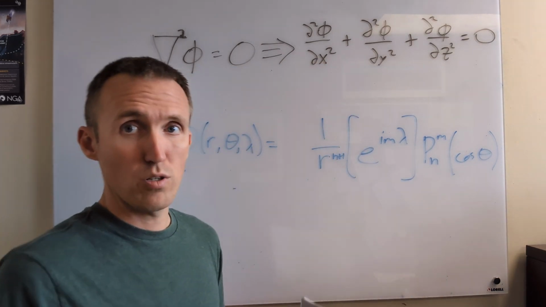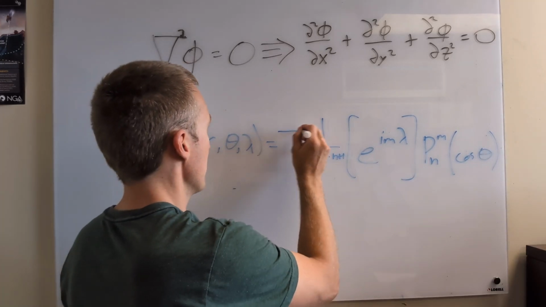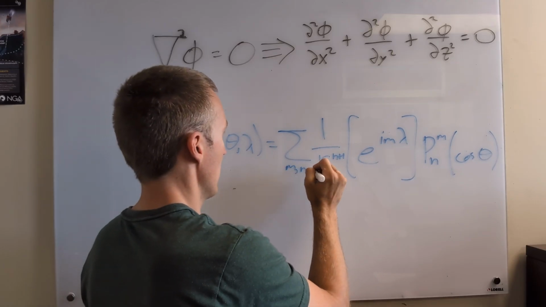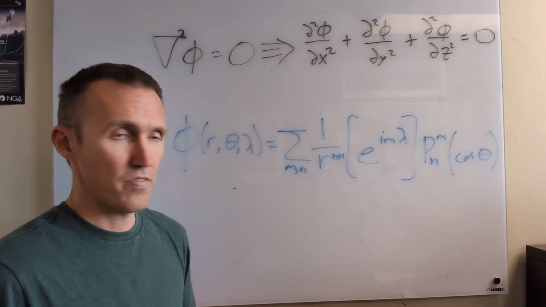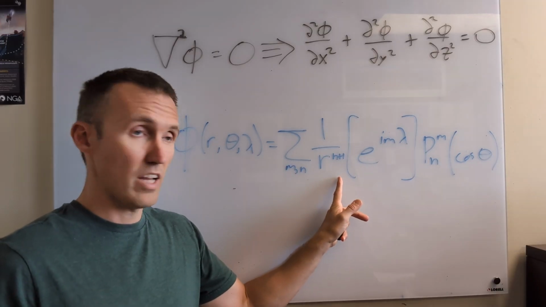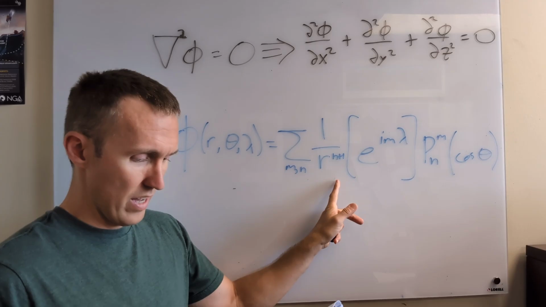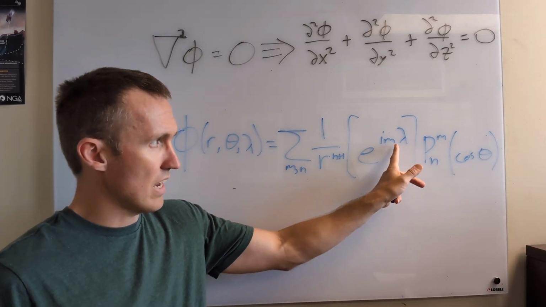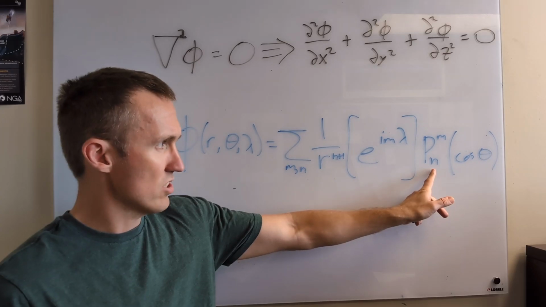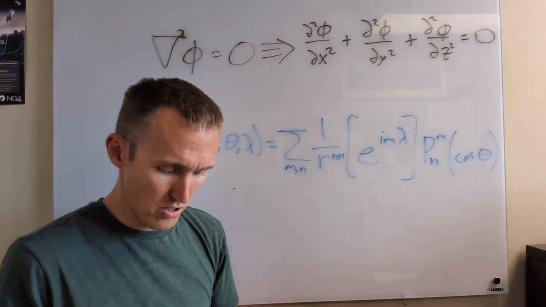And then we're going to have to sum over m and n. It's actually a double summation, but I'm just going to simplify the notation. So the sum over all m and n of 1 over r to the n plus 1. Make sure I get that right. Yeah, n plus 1. Then we have cosine m lambda. And then we have our Legendre polynomial functions, P of n and m, and cosine theta is our input.